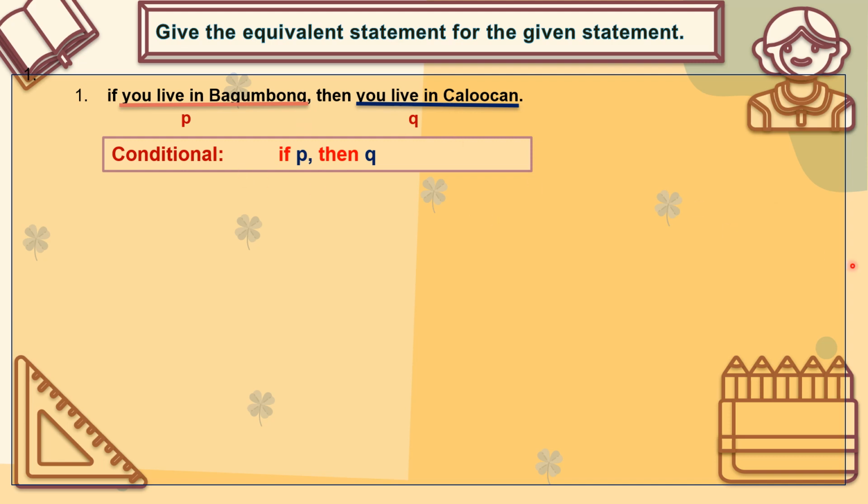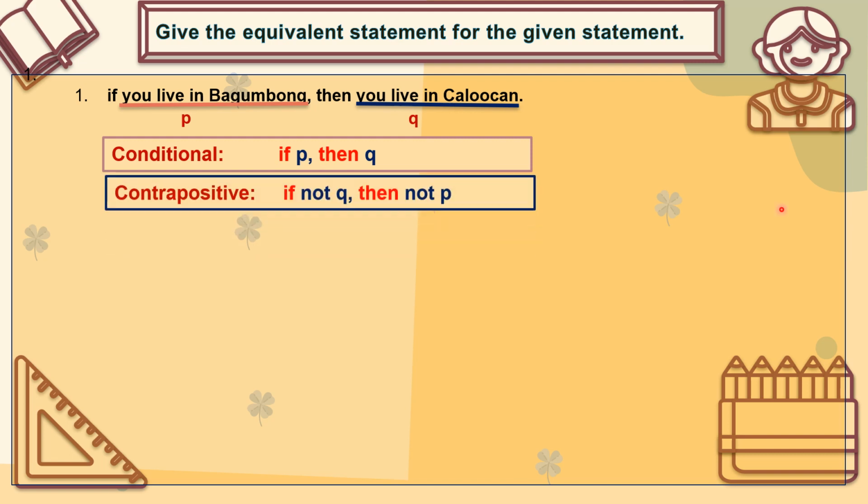Okay, next. Ano ang equivalent statement ng conditional? So, ang equivalent statement niya ay contrapositive. Kapag contrapositive, if not Q, then not P. So, magkakapalit lang po ng pwesto si hypothesis at si conclusion. Sa contrapositive, mauuna na yung Q bago yung P, and then i-negate po natin sila pareho.